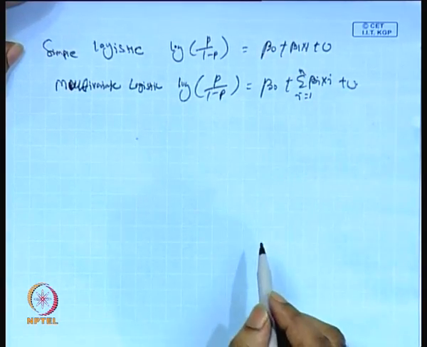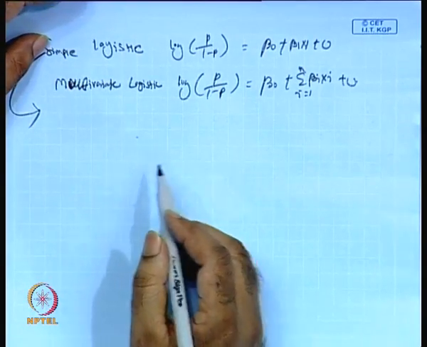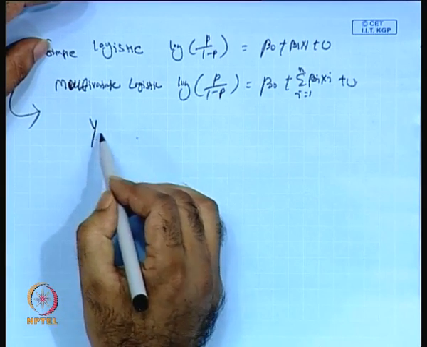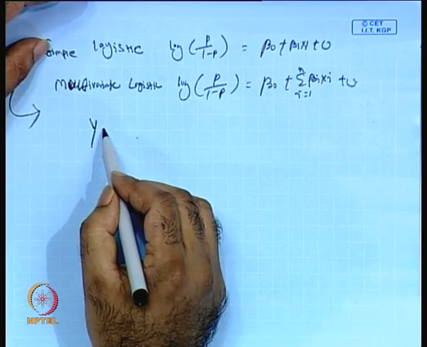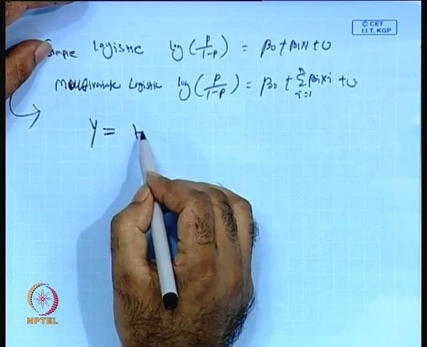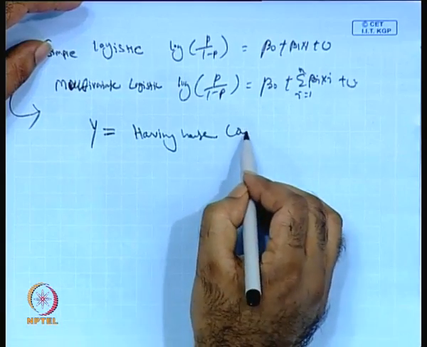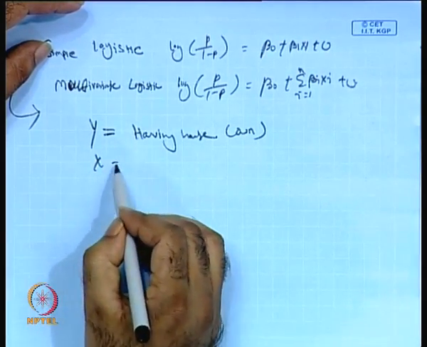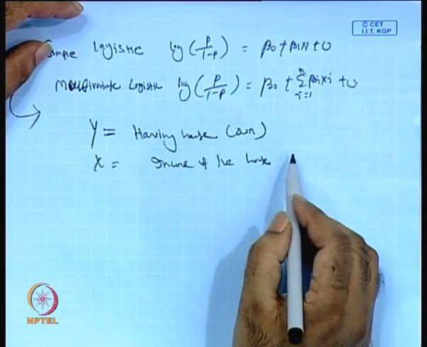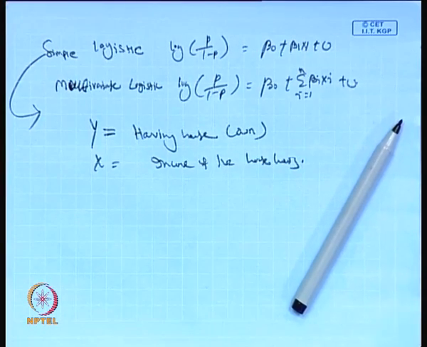Okay. So, you see here, we start with a simple logistic model. What we have to do? We will take the same problem. Let y, which is the starting point, be having house, that is, owning a house, and x is equal to the income of the household. So, this is how you have to represent the structures.